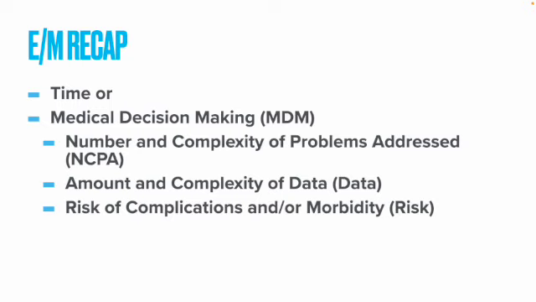These are the three elements that we're looking at. We're looking at number and complexity of problems addressed, or NCPA. We're looking at the amount and complexity of data analyzed, or data. That's how I'm going to be referring to it going forward. And the last element is risk of complications and/or morbidity, and I'm going to be referring to that as risk. So those are the three elements, and as you probably already know, you must meet 2 of the 3 in any given level to support that level of E&M. But today we are going to focus on the nuances of data because that's what was requested, and I think it was a great idea.